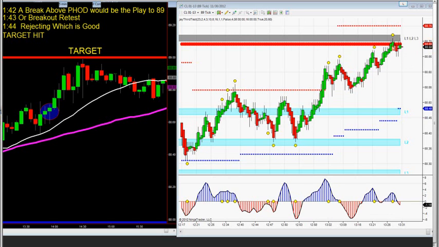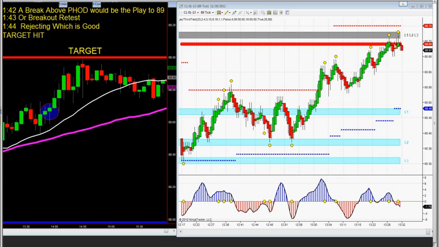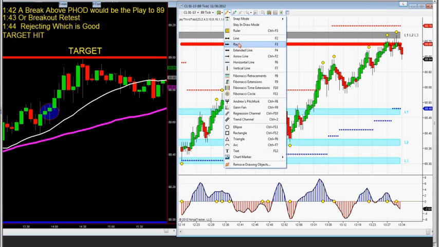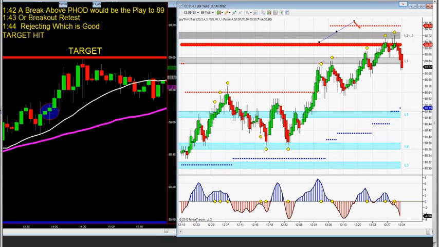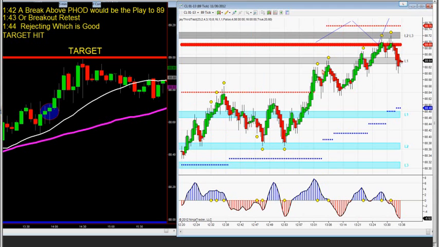I know based upon the hundreds and thousands of trades that we've done in the room the last 2 years, if I break above the previous high of day, I'm looking to go long on a third test breakout, or I'm looking for a breakout retest. This is my favorite trade setup. This is my little pattern that I call a retest long that I've been using for 2 years in the room. I want to see a breakout retest long. So that's the pattern I'm looking for right there.